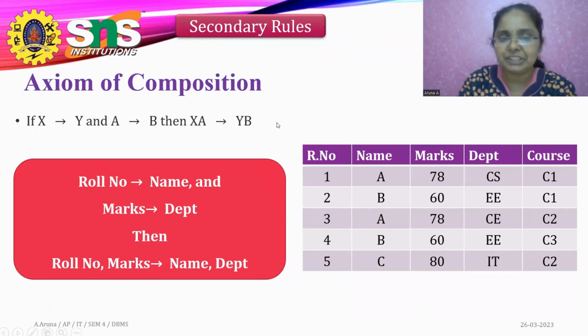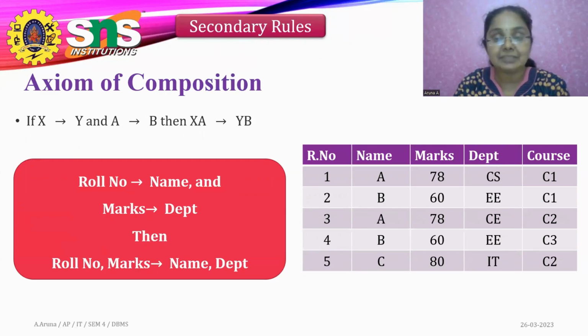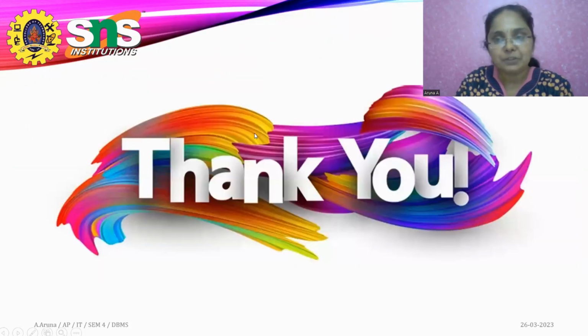The next thing is composition. Composition is nothing but the same idea: we are joining two relations having different functional dependencies. For example, X determines Y and A determines B means definitely XA determines YB. It is a combination of unions. Union can be applied for the determinant component as well as for the dependent. For example, roll number identifies name and mark identifies department, then we can say roll number and mark identify the name and department. This type of thing can be called composition.